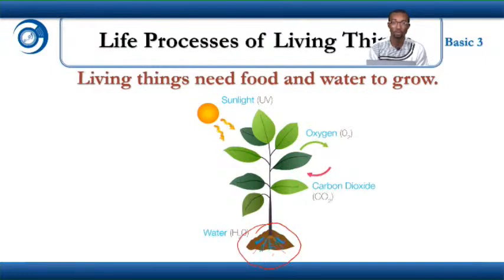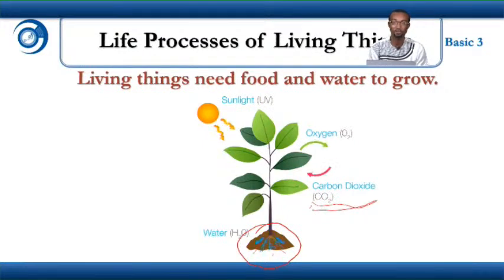Plants also prepare their own food using sunlight, water, and air, and the air is called carbon dioxide. Plants use sunlight, water, and carbon dioxide, that is air, to prepare their own food, and they store this food for them to grow. So plants also need food and water to grow, and plants prepare their own food. The food that they prepare is called sugar.